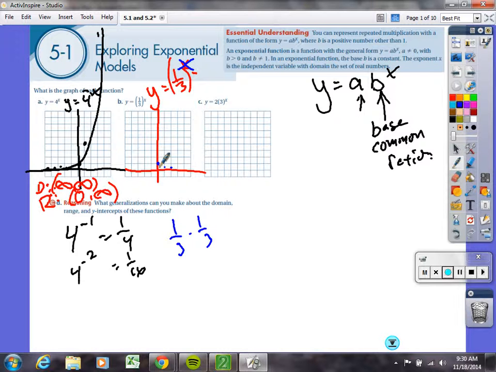Okay. What about -1? What's 1/3 to the -1? So I flip it. Remember, anytime you have a negative exponent, you can just flip the fraction. You guys remember that rule? So that's 3 to the first, which is 3. And then the second one would be 9. And then 27.